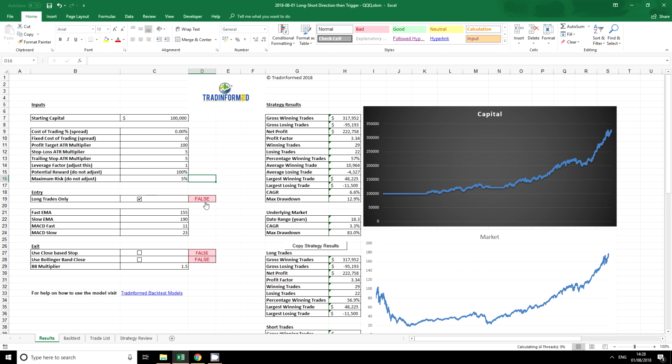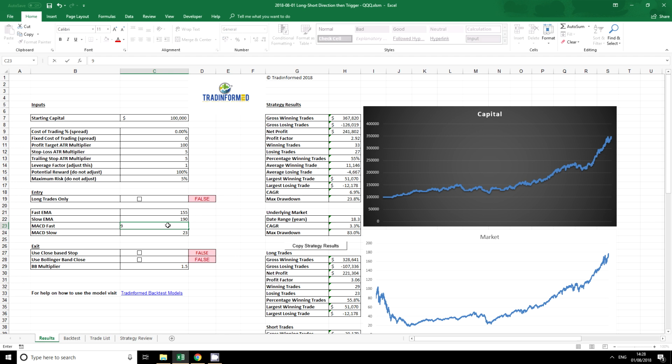And if I uncheck it, once again, we're including short trades. Now here we have a series of model specific parameters. These relate to an EMA and the MACD, and if we were to change these values, they would change the backtest model and these would be reflected in the results. These parameters will be different for every model, and you can also build in your own parameters and ways of refining your model.